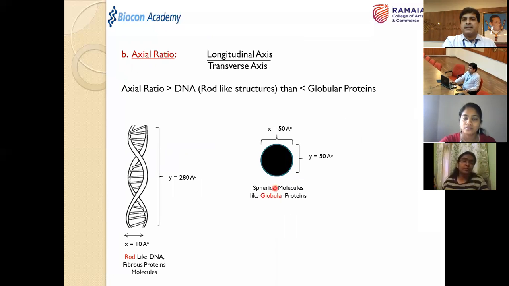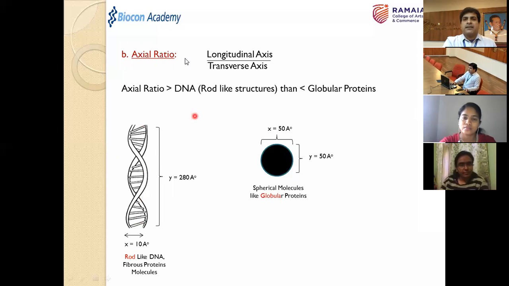And these agarose gels, as I said, are particularly useful for DNA. So DNA you all know, right? And if you compare DNA and protein, relatively proteins are spheroid, spherical molecules, and DNA is a long, rod-like structure. Why is agarose gel electrophoresis used particularly for DNA?